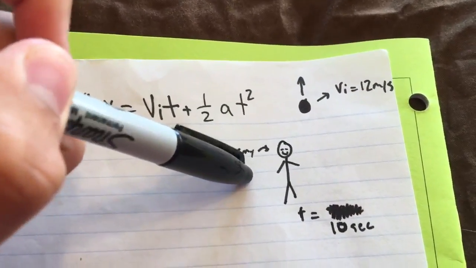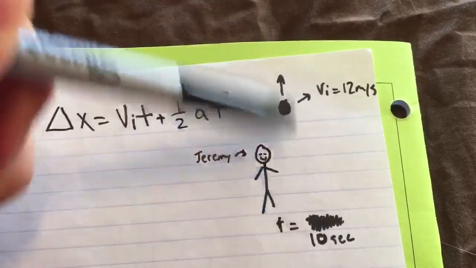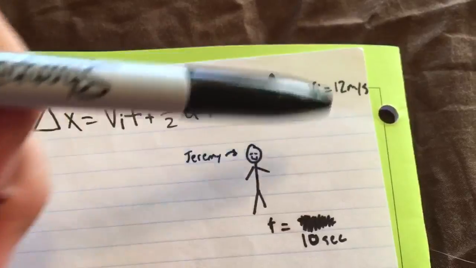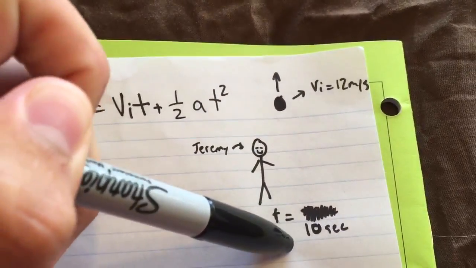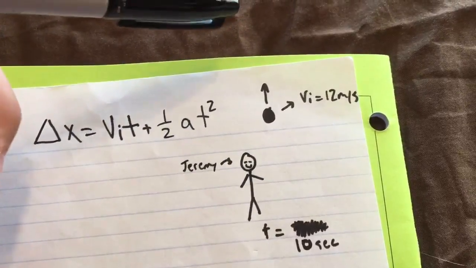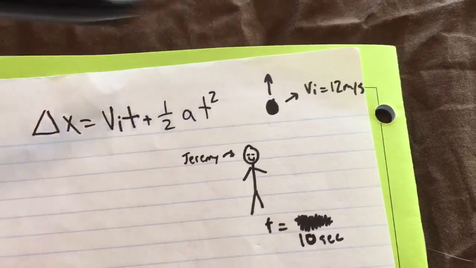This is the problem we're going to solve today, where Jeremy kicks the ball straight up in the air at 12 meters per second. And it stays in the air for 10 seconds before hitting the ground. And we're going to solve for how high that ball gets in the air at its maximum point.